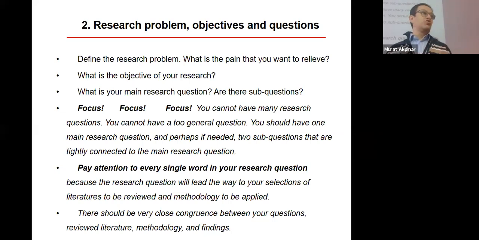We will turn that into objectives. So what is the thesis aiming for? What are the objectives of your research? And then that one we turn into research questions. And here I want to emphasize that the best would be that you have only one question.